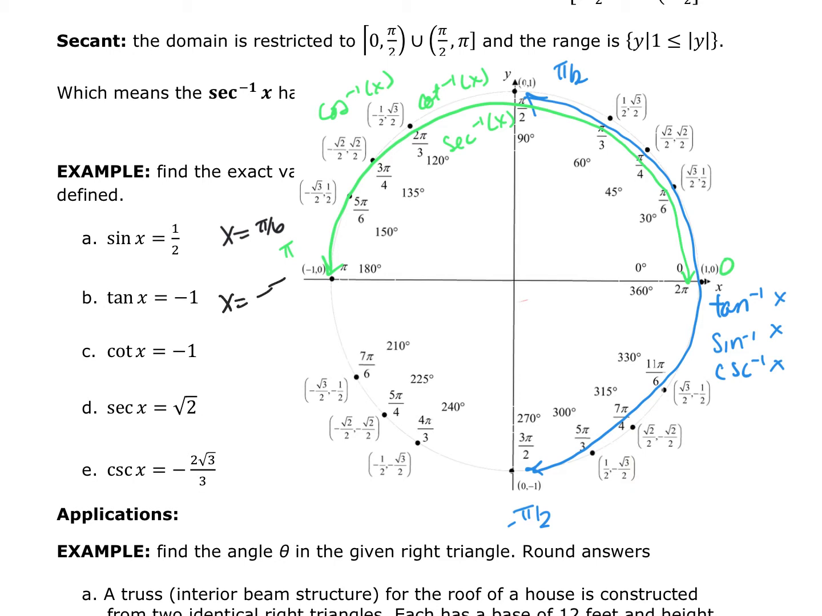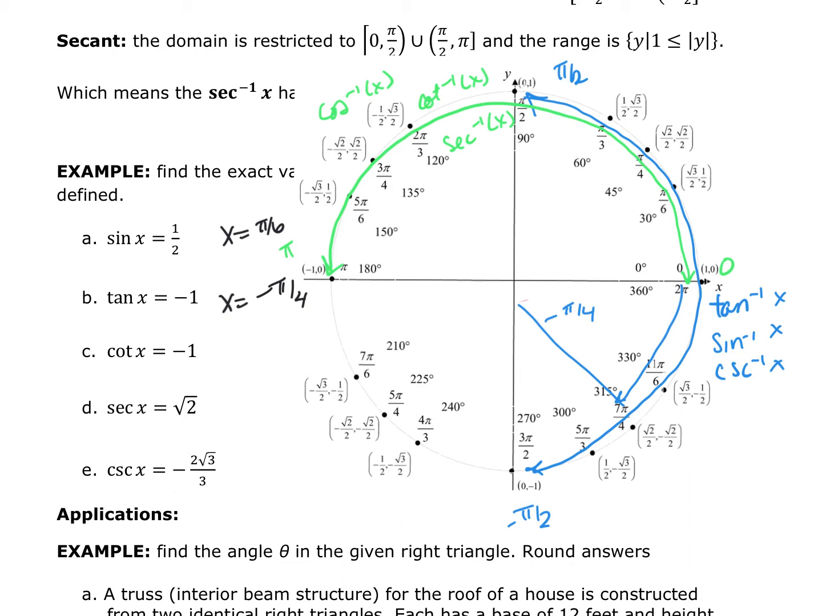X is equal to negative pi over 4. Because remember, this is a negative pi over 4 rotation. Negative pi over 4 is coterminal to 7 pi over 4. You're like, where am I ever going to use coterminal? Here's where you're going to use it.